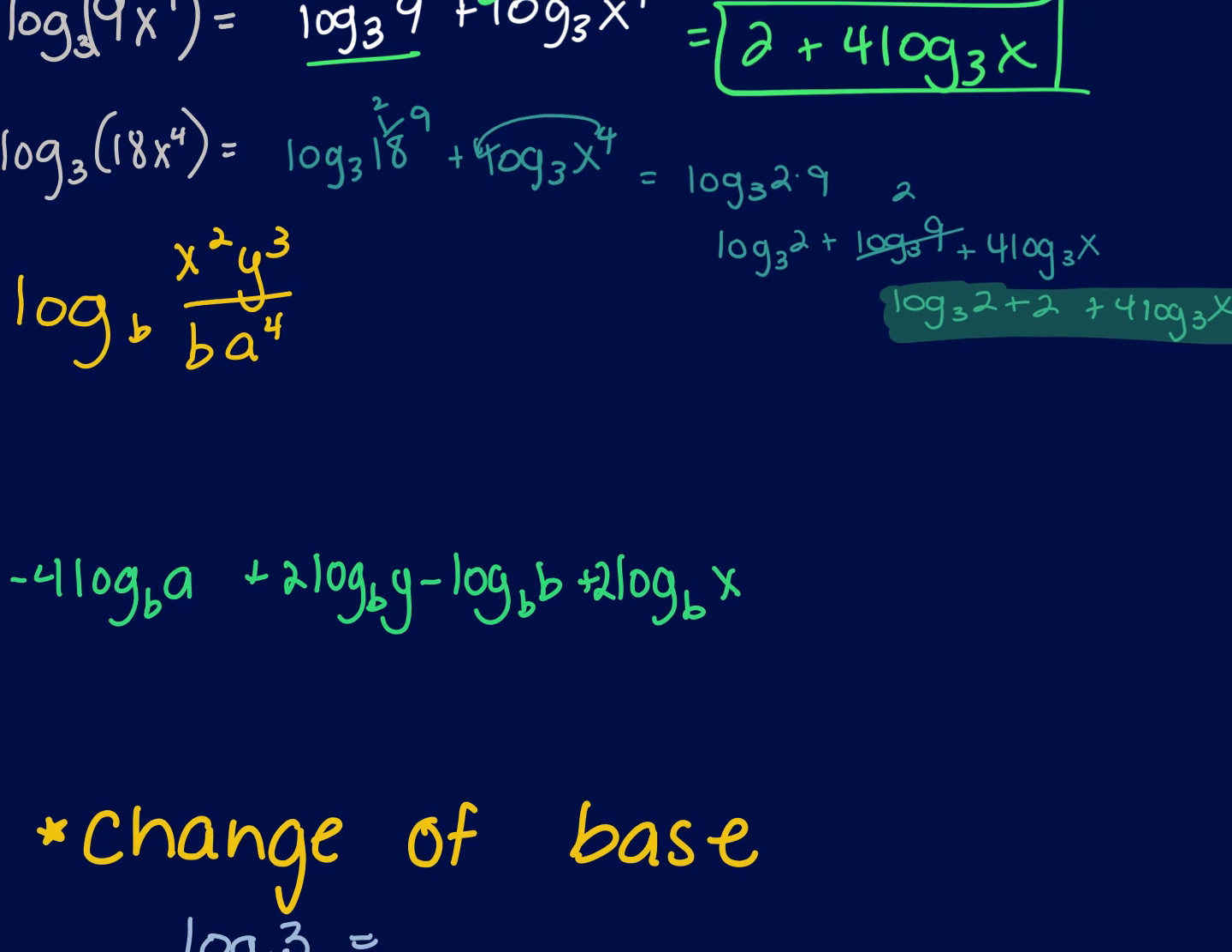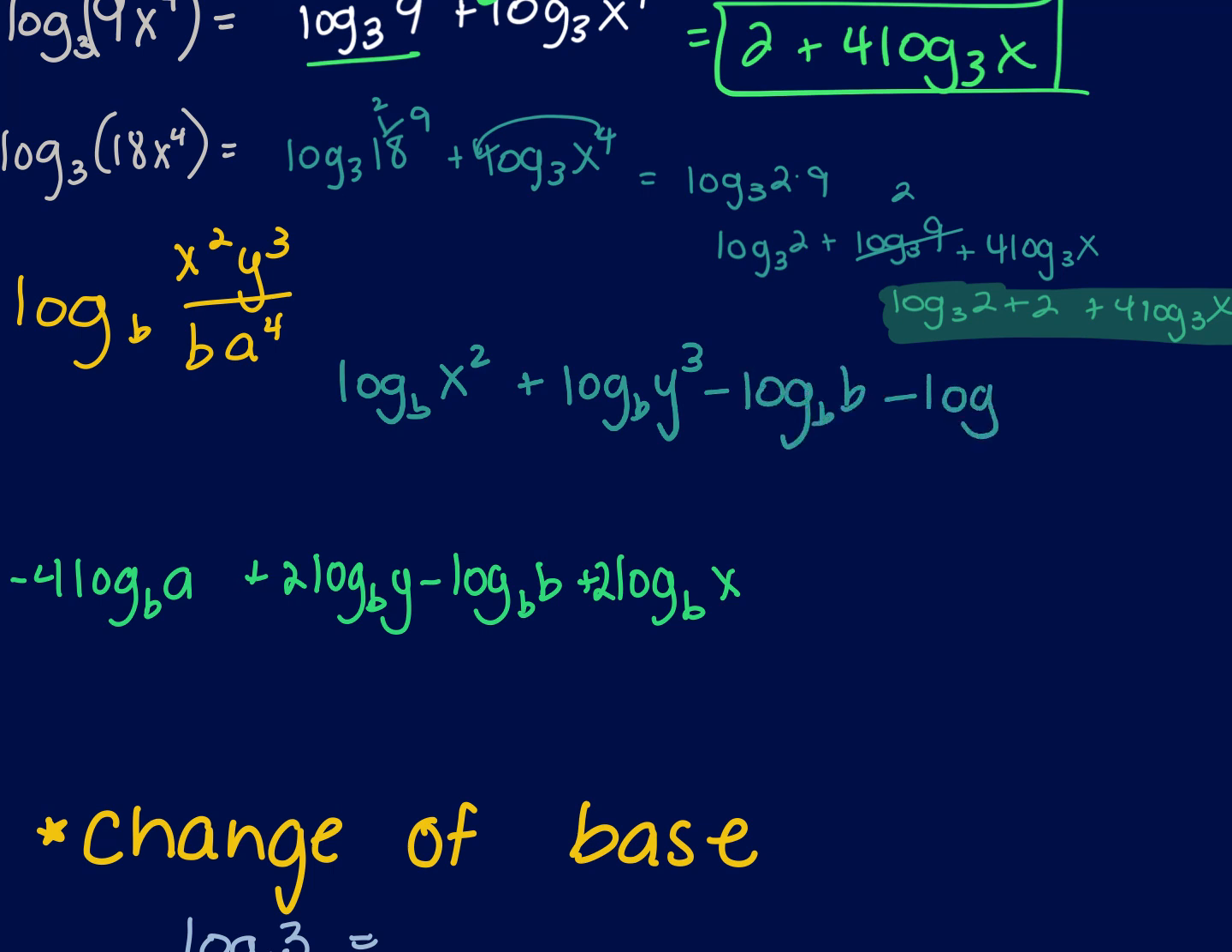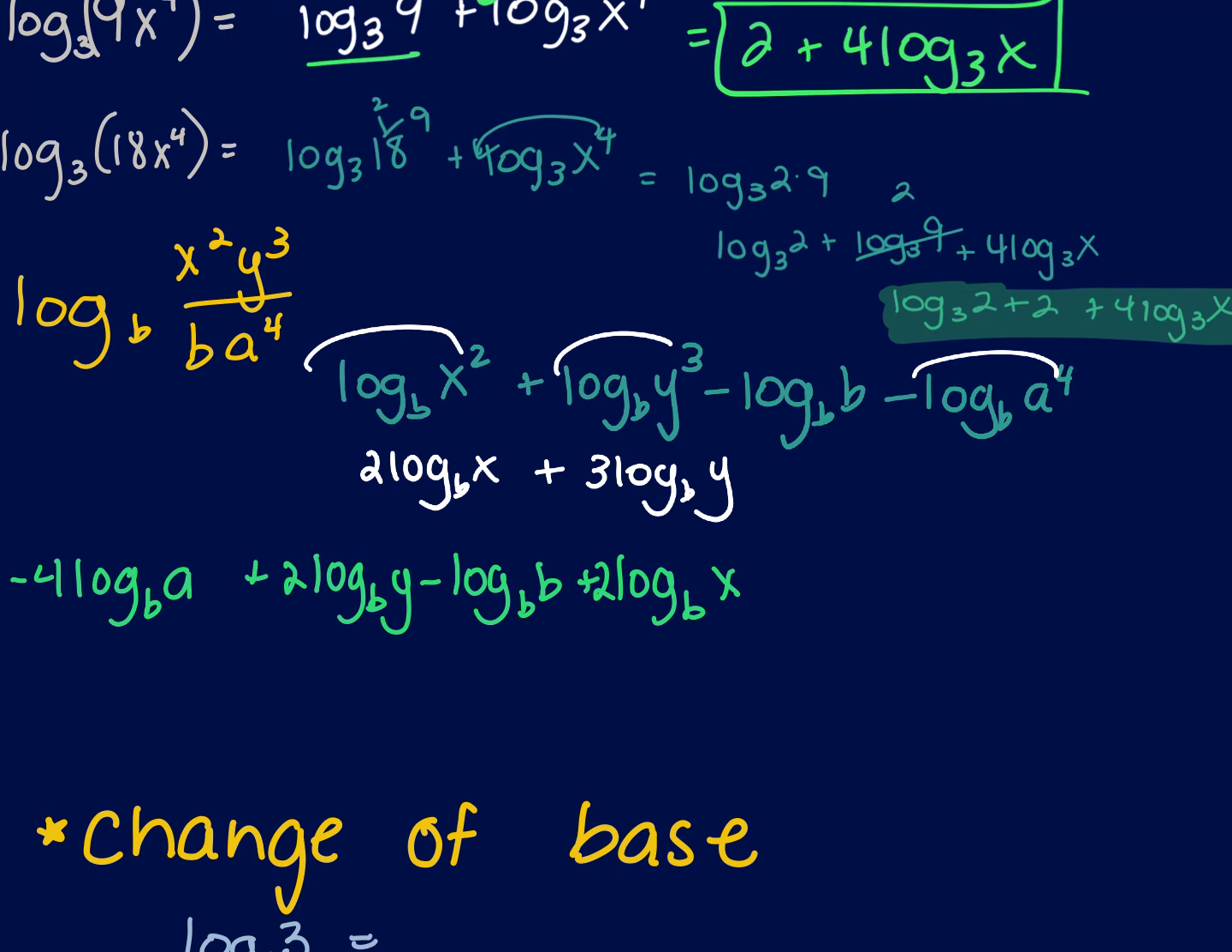All right, then log base b of x to the 3rd, y to the 3rd, x to the 2nd, y to the 3rd, b, and then a to the 4th. Everything in the numerator gets a positive, everything in the denominator gets a minus. So this is going to be log base b of x squared plus log base b of y to the 3rd minus log base b of b minus log base b of a to the 4th. All the exponents bump forward. 2 log base b of x plus 3 log base b of y. Log base b of b is what? 1. Good, minus 1. Minus the 4 bumps to the front, 4 log base b of a.